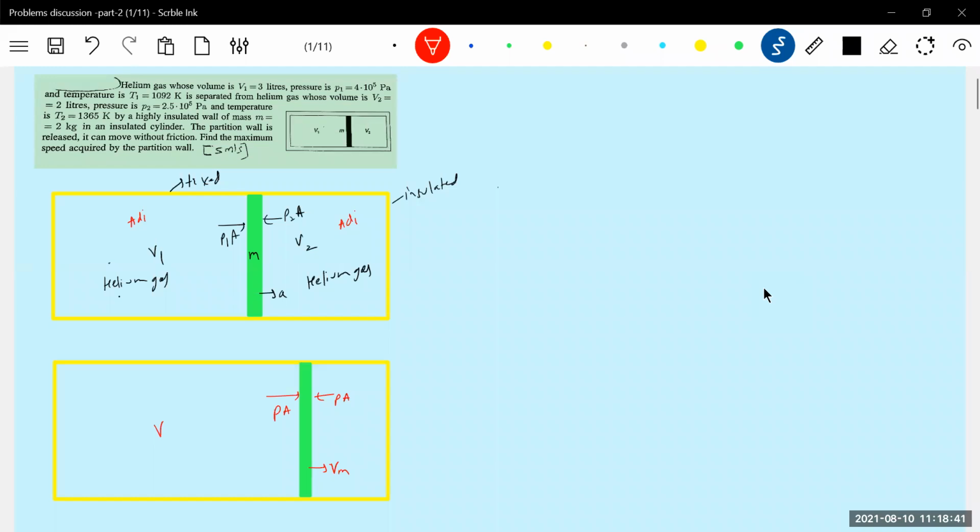Meanwhile, what is the volume acquired? We'll write VL and VR as symbols for the volume of the gas in the left part and the right part. This will have the maximum speed. We have to calculate that maximum speed with the information we have.